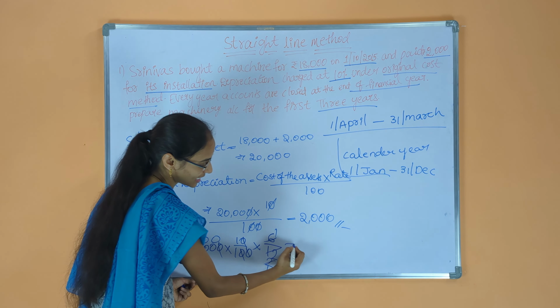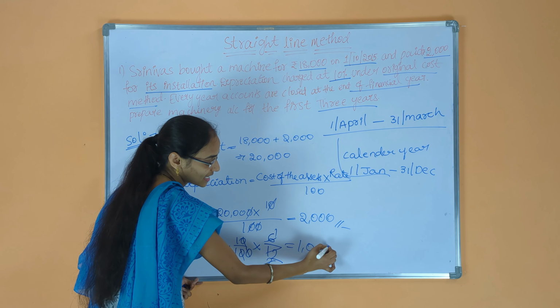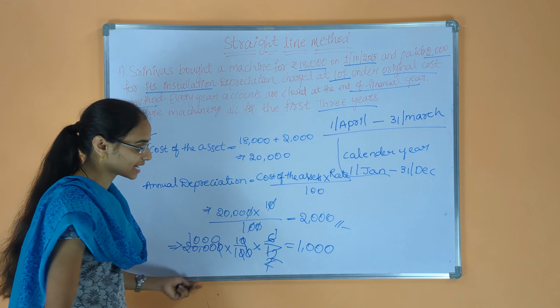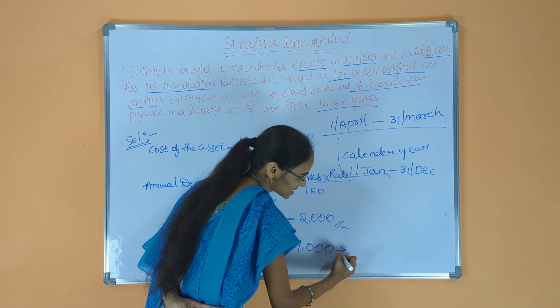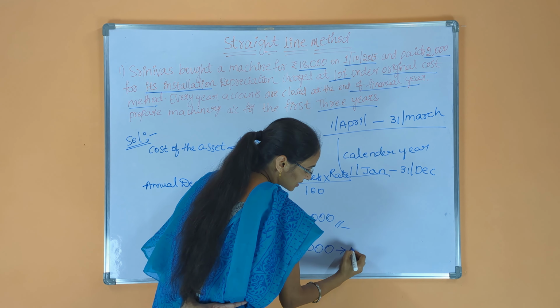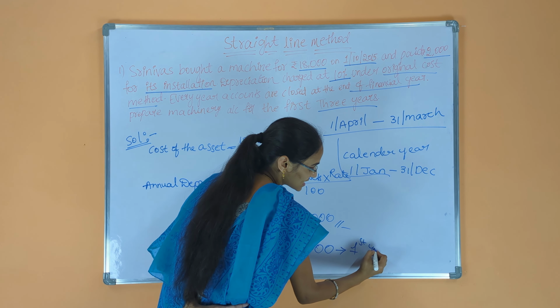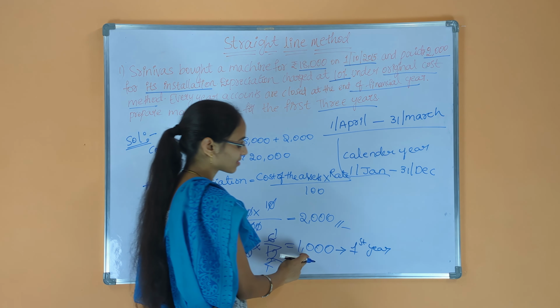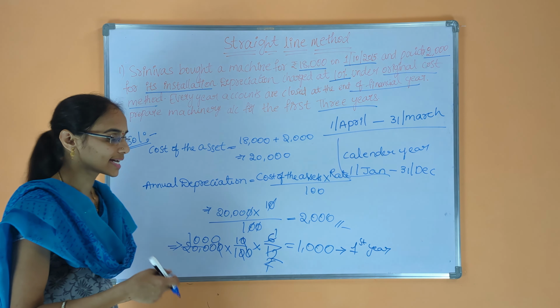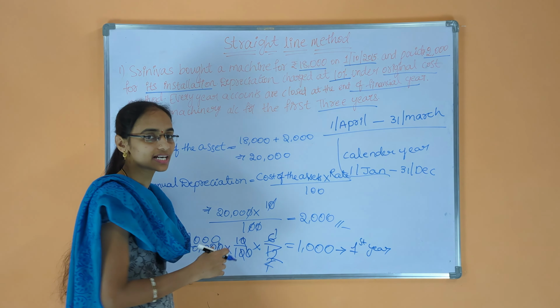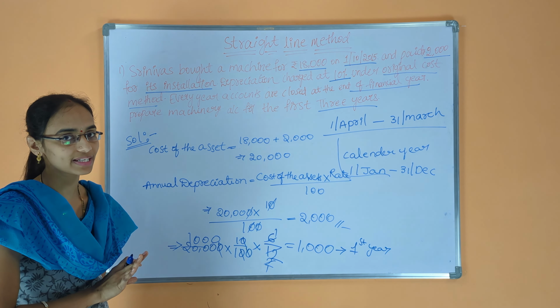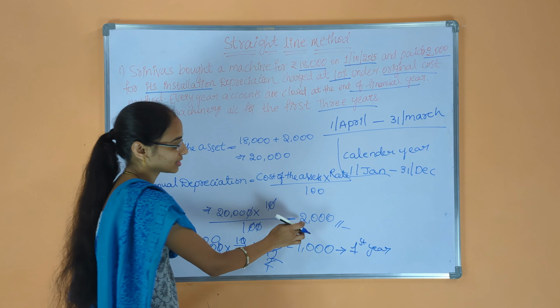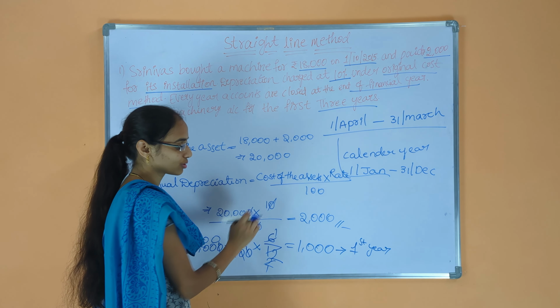So how much is the rate of depreciation for the first year? Rupees 1,000. This 1,000 depreciation is for the first year. Okay, so first year depreciation is how much? 1,000. Remaining second year, how much is the rate of depreciation? Every year the rate of depreciation is fixed. So next year depreciation is 2,000.